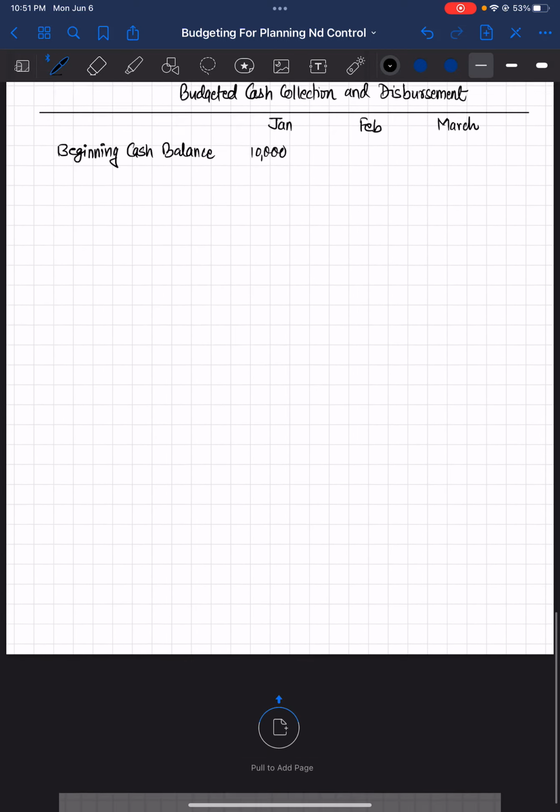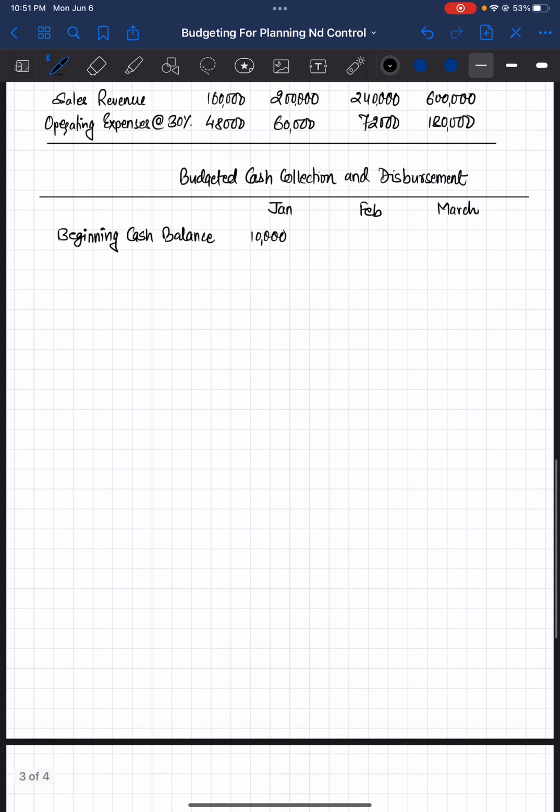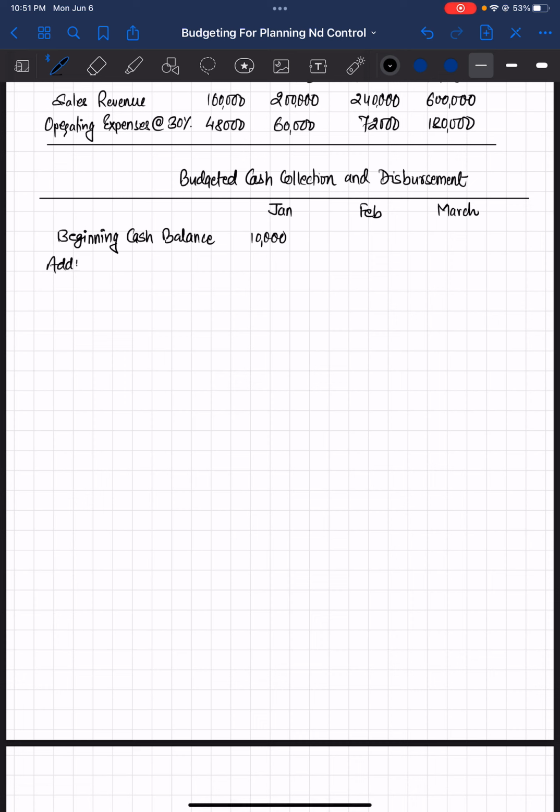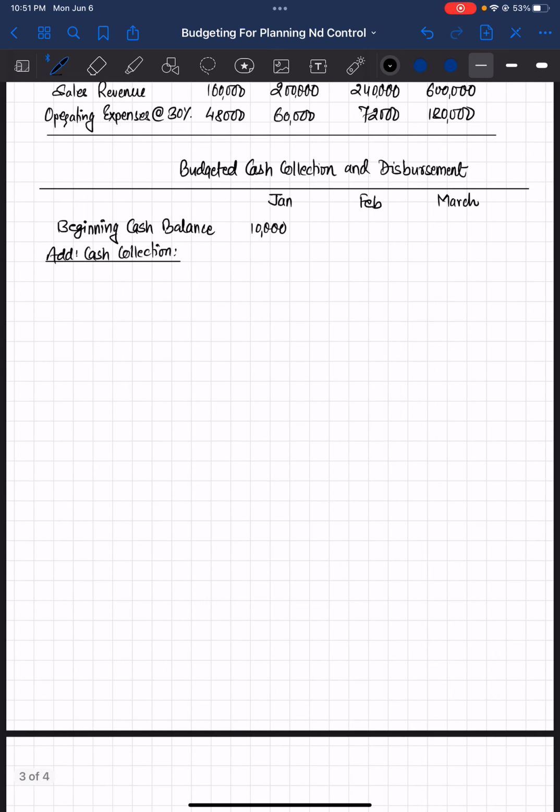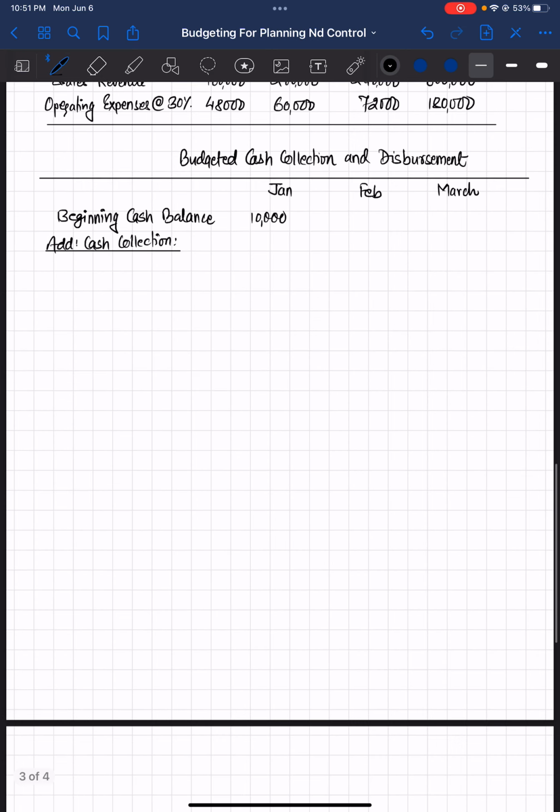Followed by this, we're going to have the cash collection. Whatever cash collection you might have, you need to have in this section. For any typical manufacturing or merchandise company, the primary source of cash would be the sales. So first of all, we'd like to have this cash collection from sales. We're going to prepare the working note for this one, working note 1.